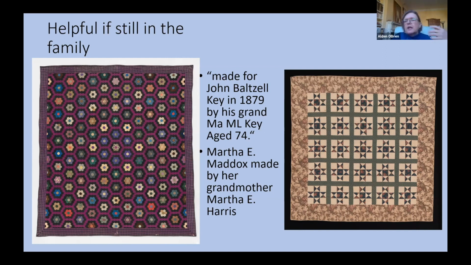John Baltzelke would be a specific enough name that hopefully we could find him. Martha Maddox, made by her grandma, Martha Harris. It's just not quite enough information. You would like to have it be more specific. And where, tell me in what county in Maryland or Ohio or wherever that it is, so that when we want to flesh out information about these people, we have more to go on.